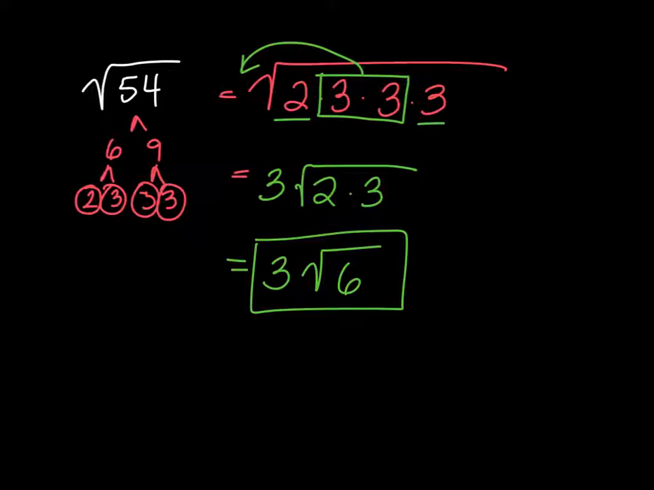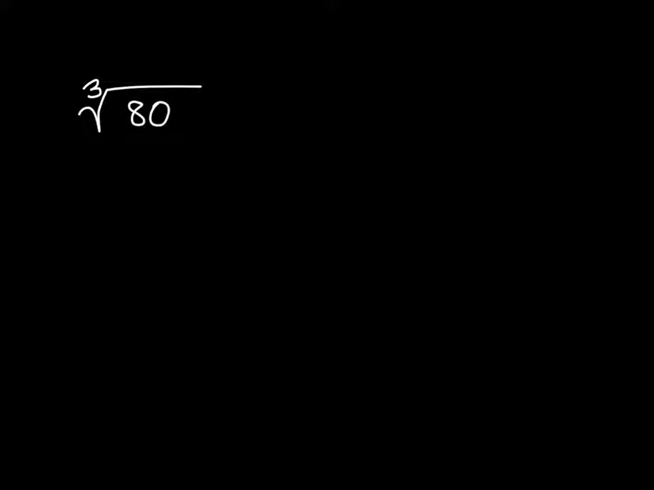Okay, one more example. All right, this time they're asking us to solve for a cube root. We're still going to start the same. We're going to break down. So I see 8 and 10 is the easiest thing I see. 8 breaks down to be 2 and 4. 2 can't break down any further. 4 can break down again, 2 and 2. 10 can break down to be 2 and 5.